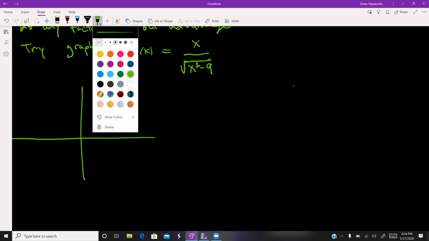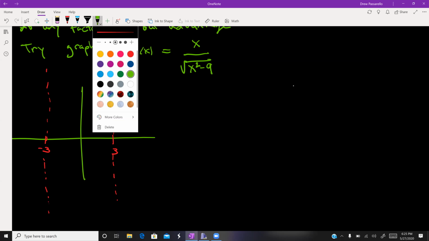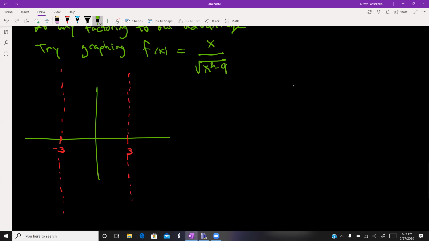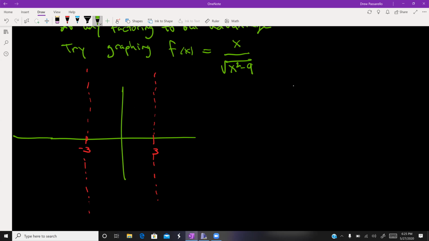So I'll use red dashed lines for the asymptotes. Let's say this is -3. Let's say that's 3. Now the calculator doesn't show you these dashed lines, but these are going to be the asymptotes. And around -3, coming from the left side, I'll use blue for the actual graph. It does something like this.